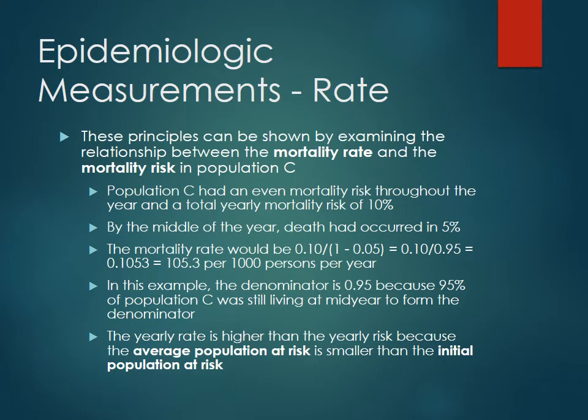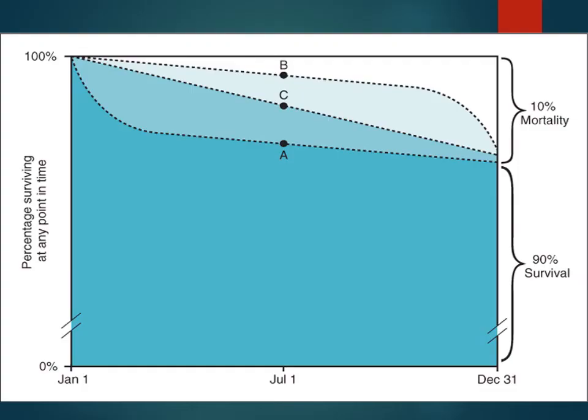And that's all going to be in relation to the denominator changing, right? Because I had 5% of those people die by the time the mid-year rolled around. That makes sense? They're close, but they're not going to be exactly the same because the denominator changes. So the yearly rate is going to be higher than the yearly risk because the average population at risk is smaller than the initial population at risk. Just go back and remember how we're calculating those a little bit differently. So again, right here you have about 5% of the people that have died. That's your denominator.